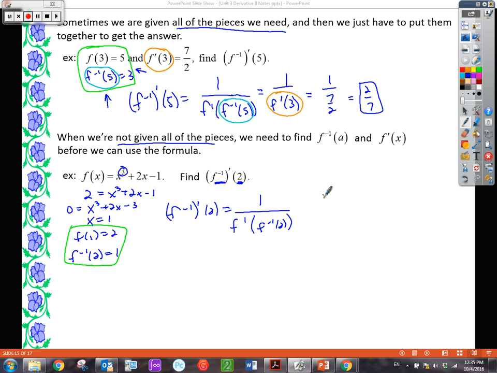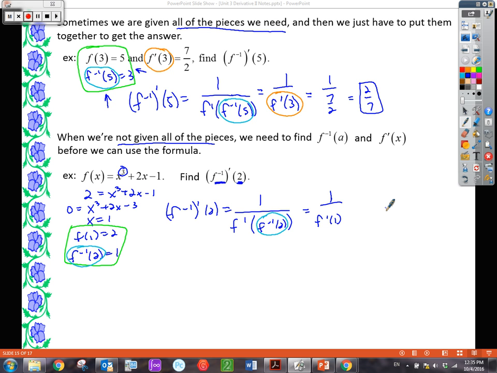Okay, so let's look at this. This f inverse of 2, we have that, don't we? It's right here. f inverse of 2. So I'm going to replace this with a 1. So it equals 1 over f prime of 1. Okay, I'm going to replace it. So now I need to find what f prime of 1 is.